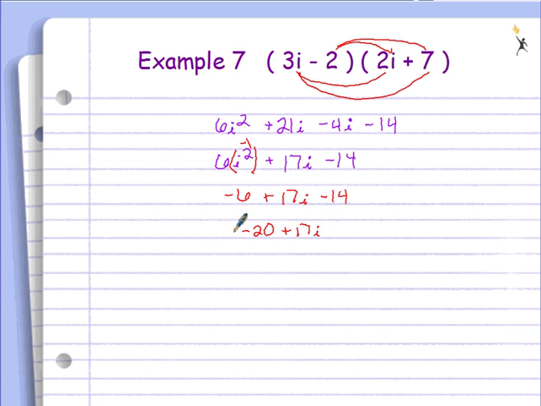So here's my complex number. It has a real part and it has a 17i, an imaginary part. Okay, so something we've done a million times, foiling. The only thing is combine like terms, and don't forget about that i squared. So your answer should never have an i squared in it, because it should always be replaced by a negative 1.